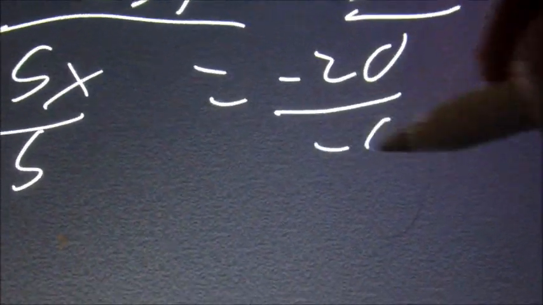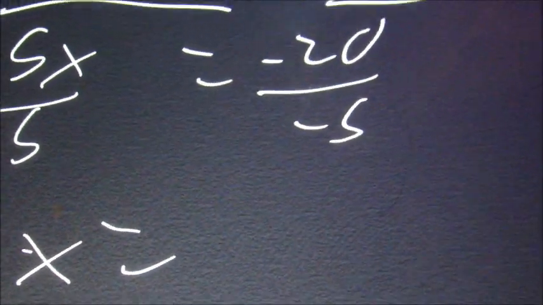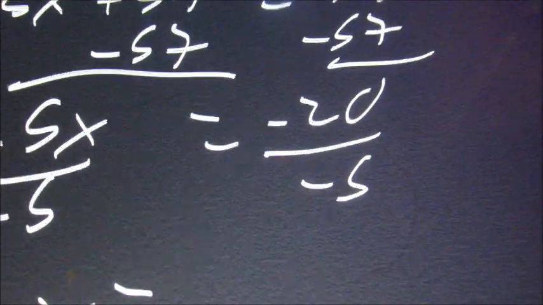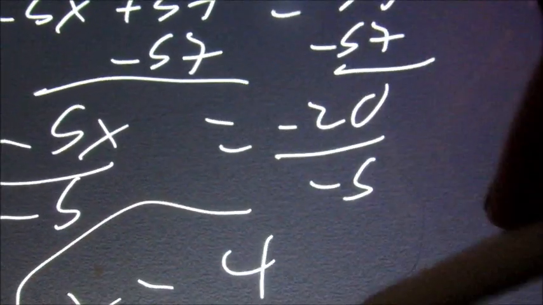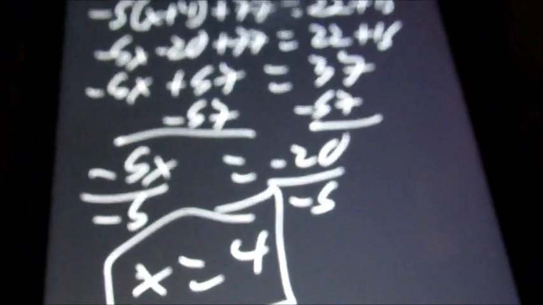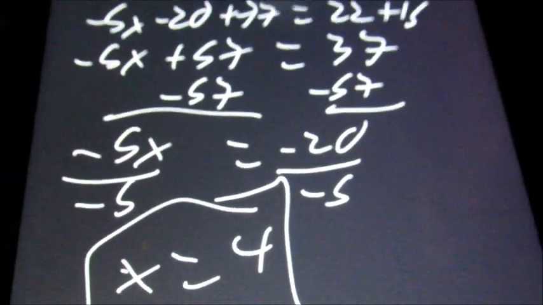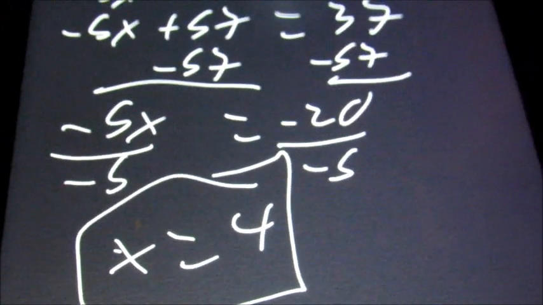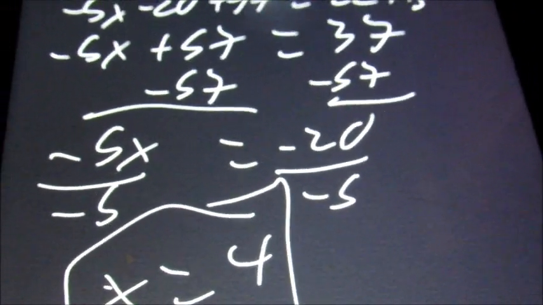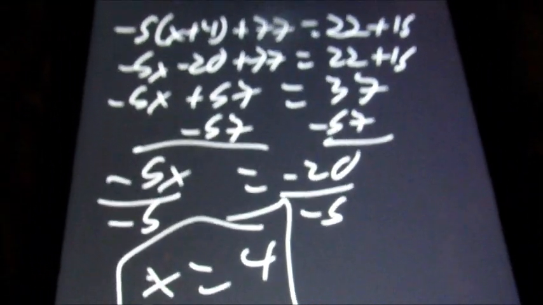Now I have to divide both sides by the negative 5. And I'm going to be left with x equals negative divided by negative is positive. 20 divided by 5 is 4. And that's the final answer there. And that's it for 8.3. In 8.4, we're going to do ones where we actually have fractions or decimals to get rid of for the first step.